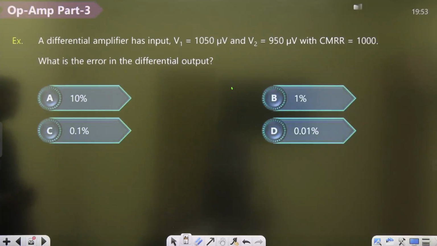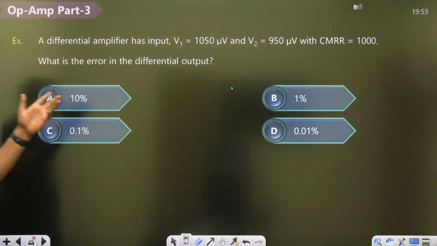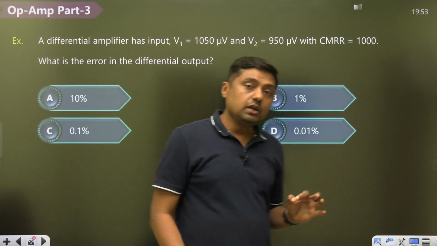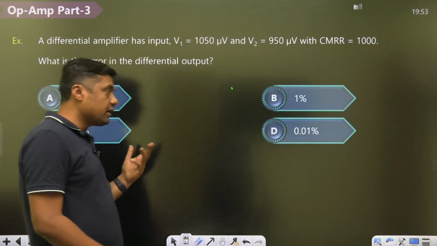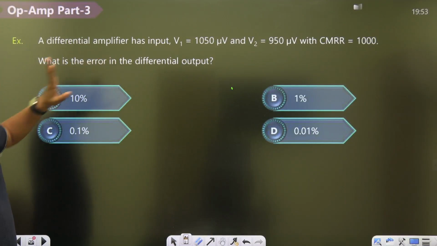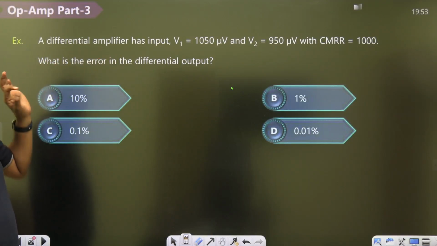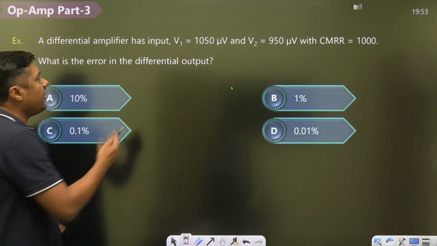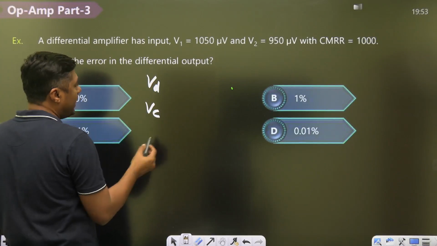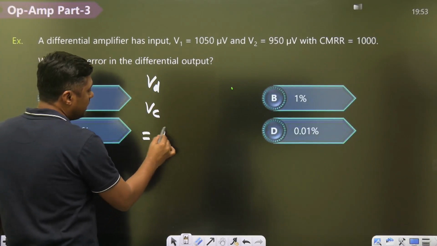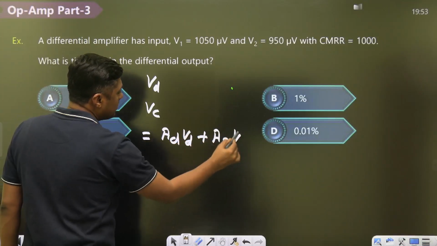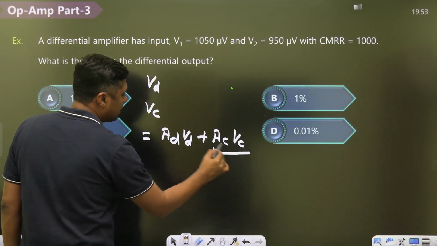Then, I have given this question at the starting. What is the answer for this question? Write down the answer in the comments box. In my coming session, I will solve this question. But remember, a differential amplifier has inputs V1, V2. So you can find the VD, you can find the VC. Now you have AD-VD plus AC-VC. Just I am giving you the hint. This is the unwanted term and this is the wanted term.